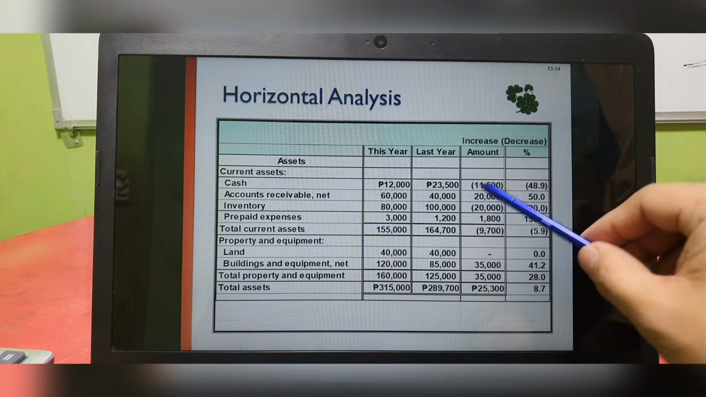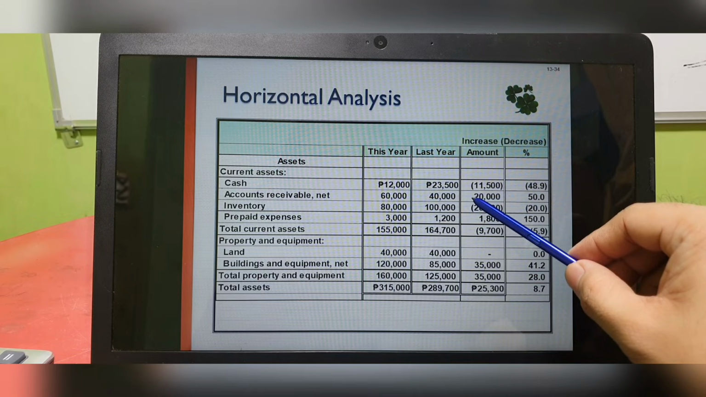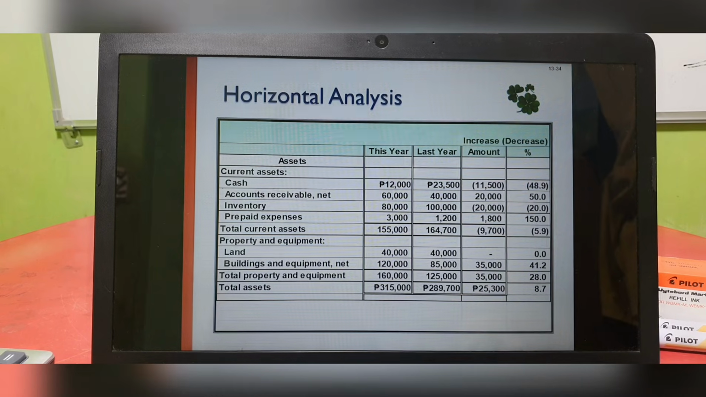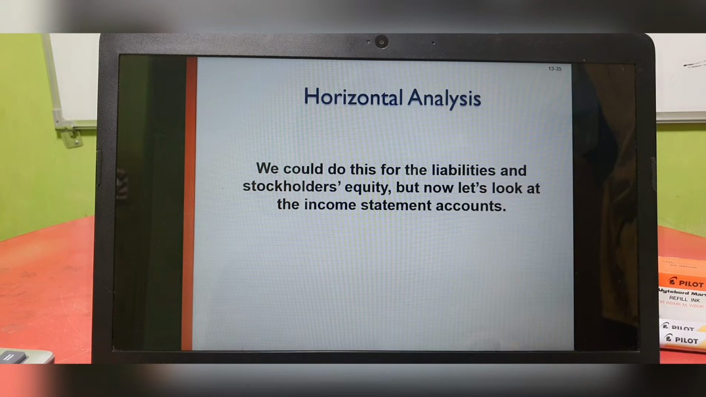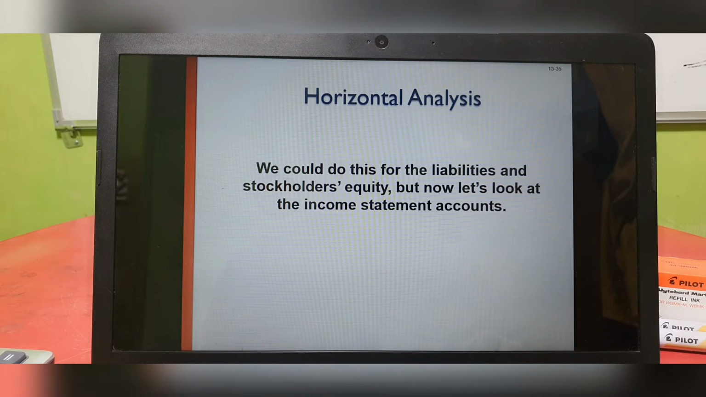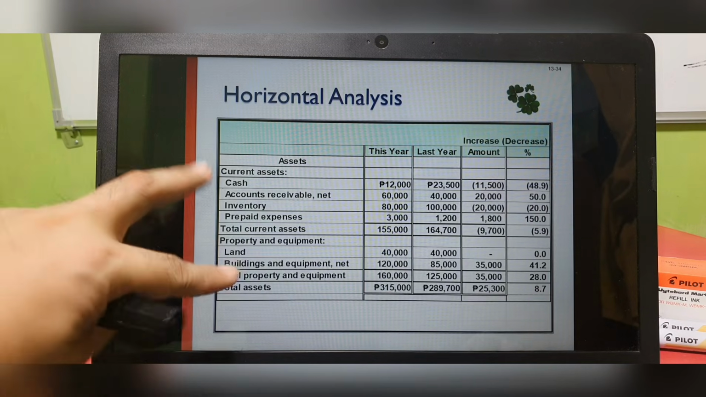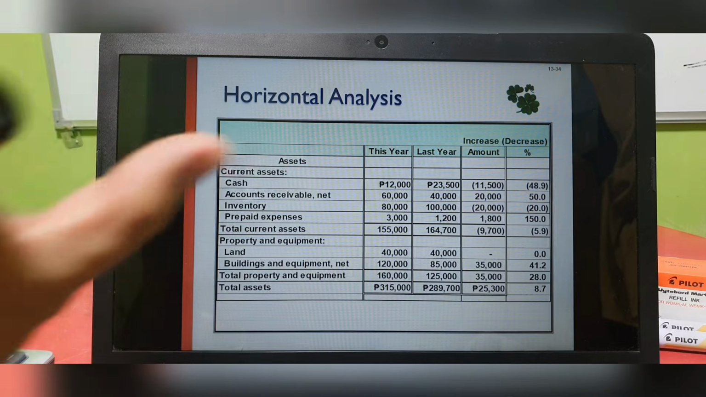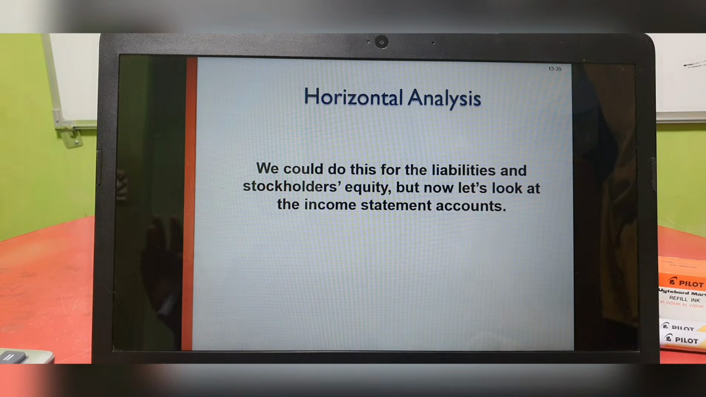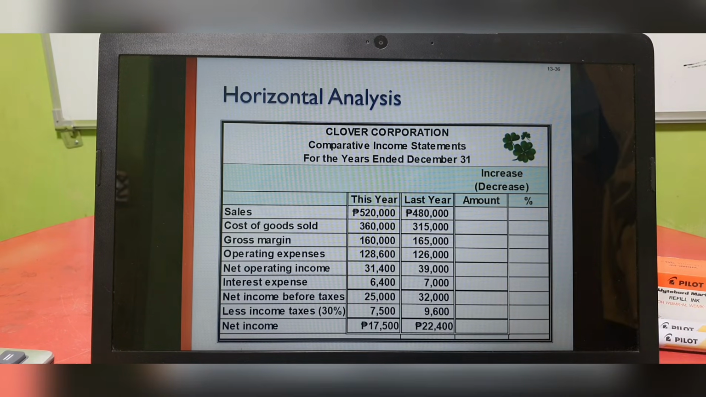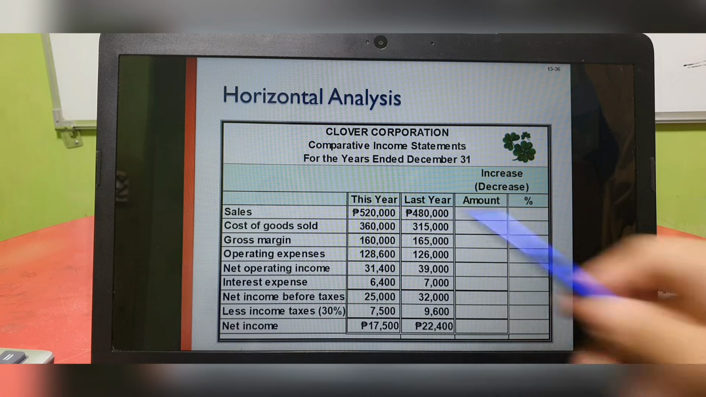Okay? So that indicates decrease. So meaning kapag walang parentheses, that is increase. Okay, so that's horizontal analysis. From here, ito kasi puro mga assets. We can do yung mga para sa liabilities naman and stockholders equity. Kaya natin gawin uli yung mga yan. But for now, instead of doing the liabilities and stockholders equities horizontal analysis, let us proceed or take a look at the income statement accounts. So ito yung income statement natin. Comparing the this year and last year.